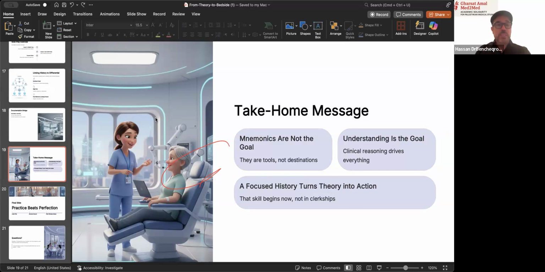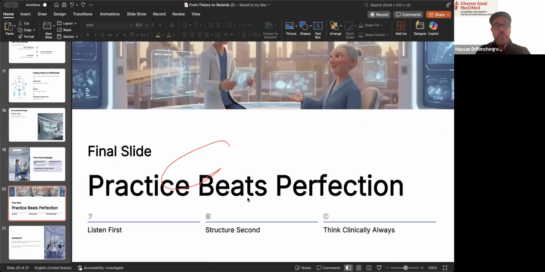This is not about storytelling alone. This is about generating a series of hypotheses so we can start the workup. And then in the end, practice makes perfect. You have to listen first. Then you have to structure second. And in the end, you always have to think clinically.